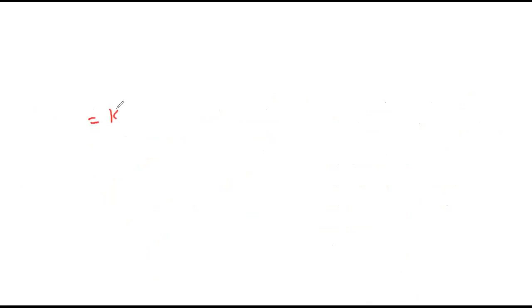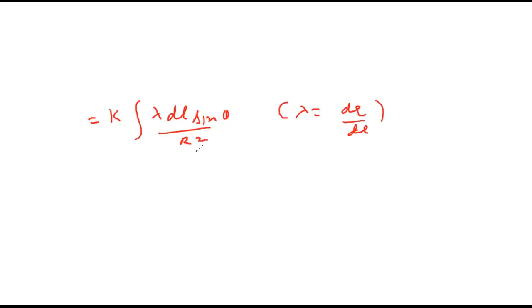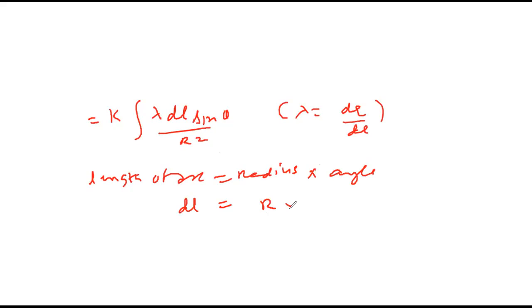Now this is K. dq is nothing but lambda dl, because lambda is charge per unit length, into sin theta upon r square. See, we can't have two variables, length and theta. So we have to keep the answer in theta only. What is the formula for length of arc? Radius into angle, right? So length of arc dl is radius r times angle d theta.